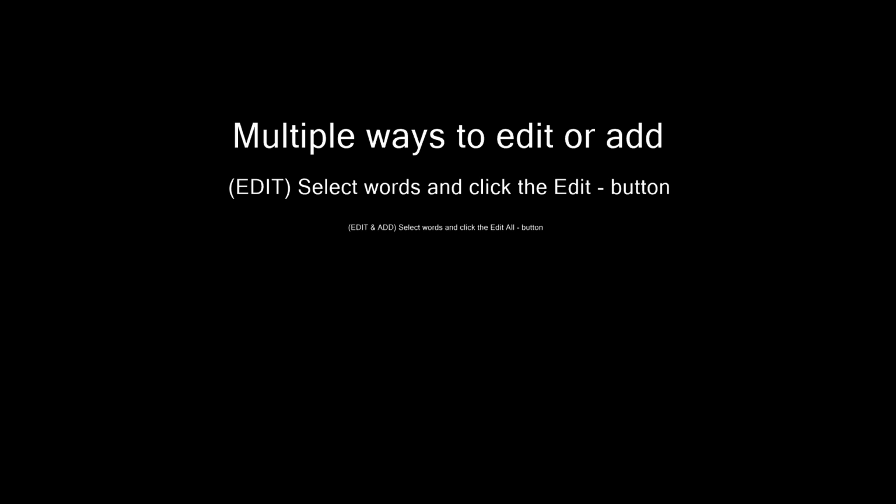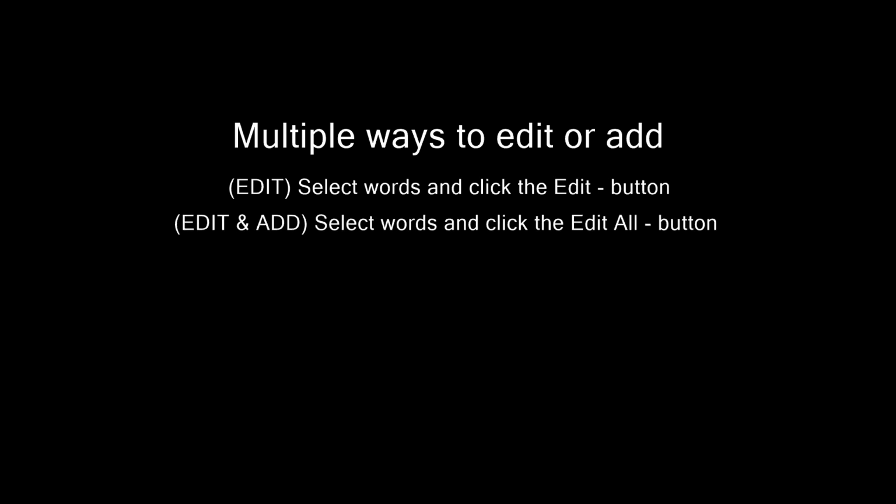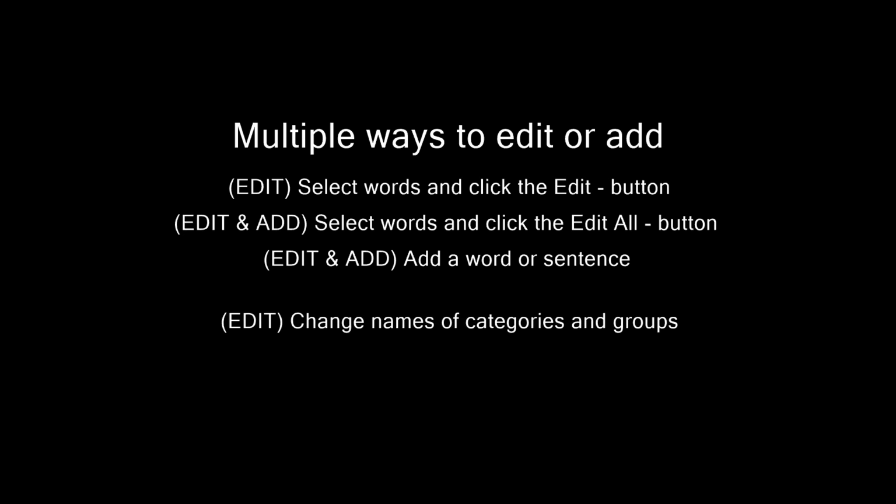If you want to edit categories or groups, you just select the word and click the edit button. If you want to edit or add categories or groups, you select the words and click the Edit All button. You can also add a word or a sentence, and you can change the name of all the categories. Well, let's have a look at all the possibilities.